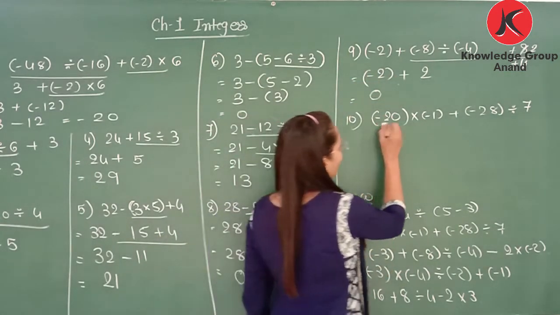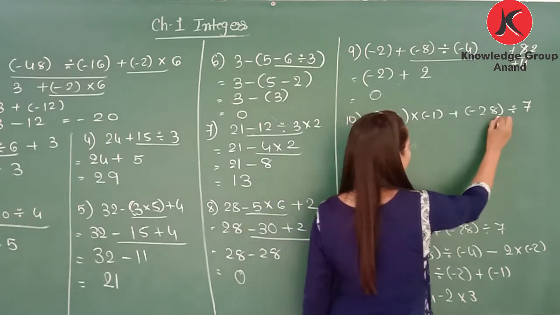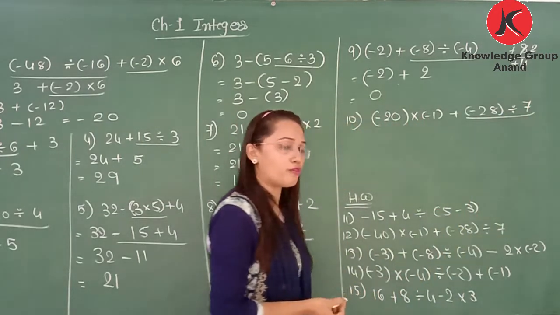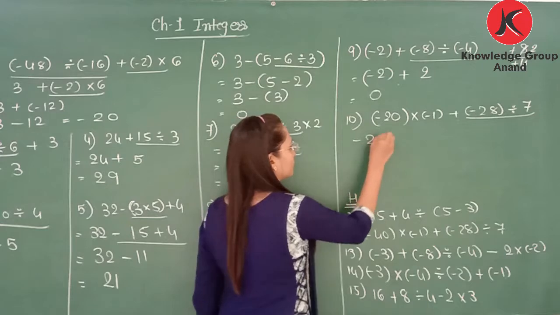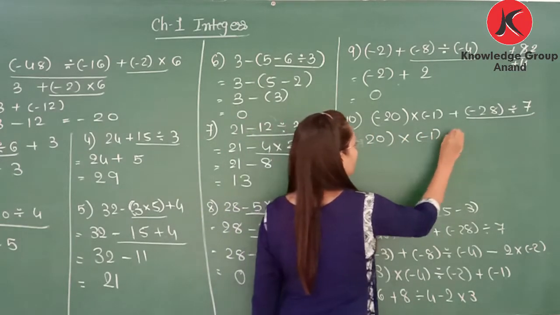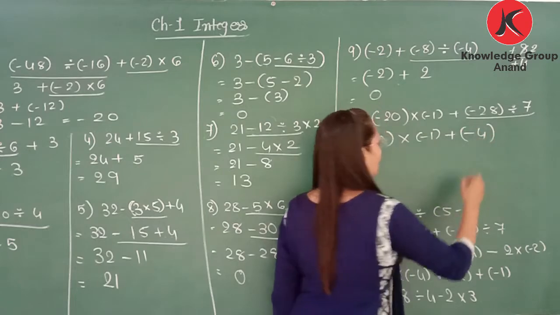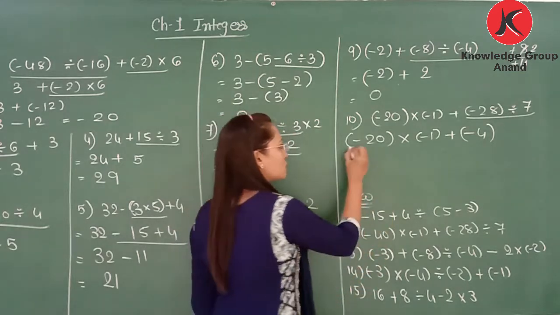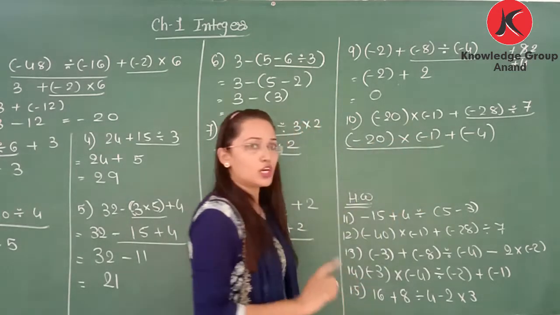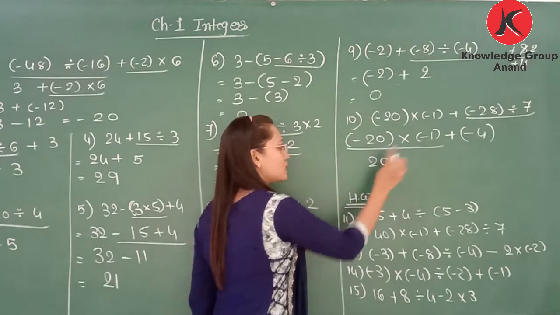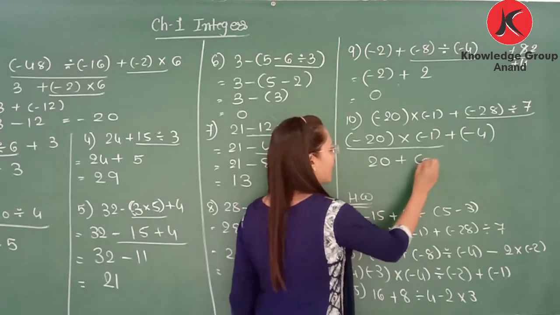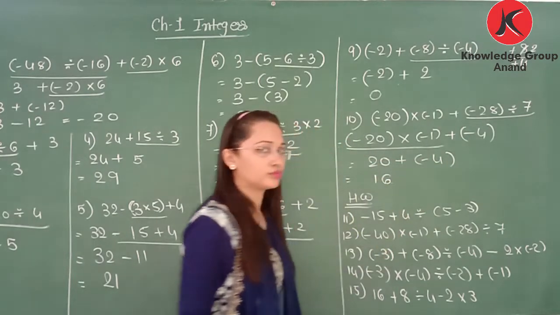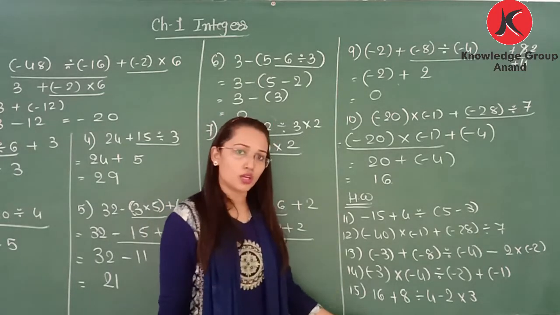Now next, minus 20 multiply minus 1 plus minus 20 divide 7. Hmm, so here division is there. So perform division first. Minus 20 divide 5 is minus 4. 5 4s are 20. So the answer is here minus 4. Now perform the multiplication. So here multiply minus 20 and minus 1. 20 ones are 20 and minus minus plus. Plus 20 minus 4. This example you need to solve in homework.